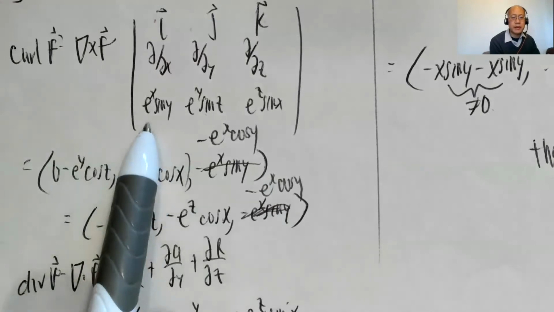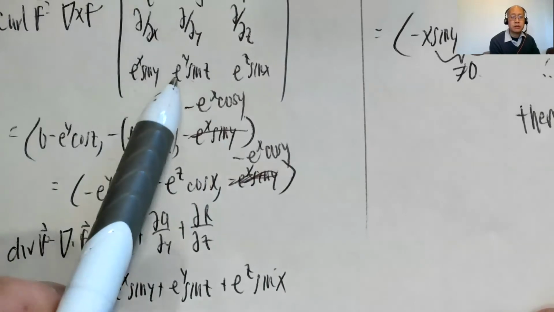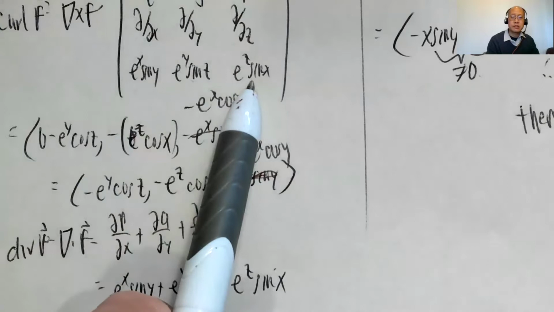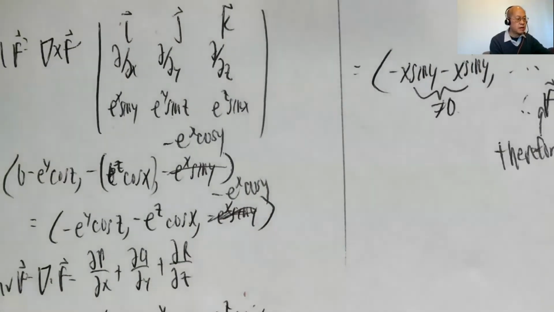Divergence is the partial of P with respect to x, e to the x sine y, plus the partial of this with respect to y, e to the y sine z, plus the partial of this with respect to z, e to the z sine x. And that's all there is to it.